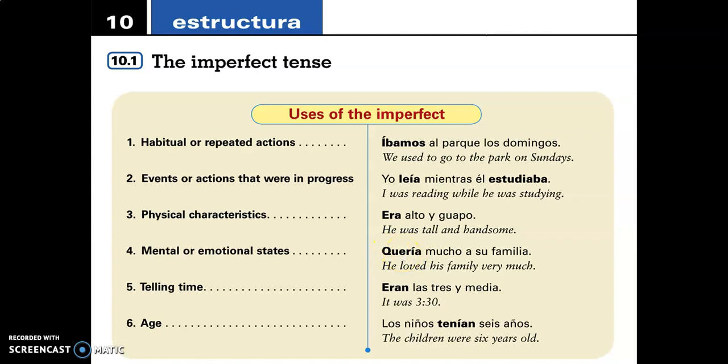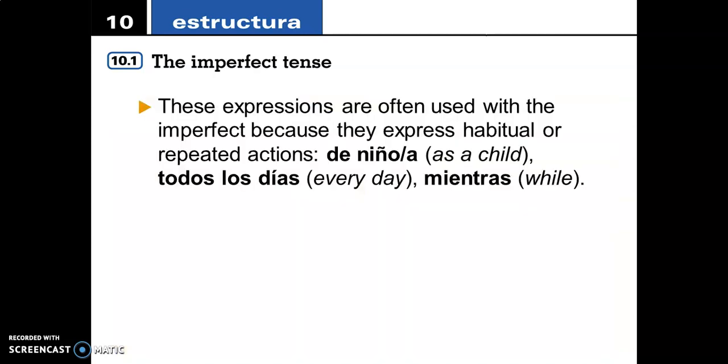Eran las 3:30, telling the time. La hora en el pasado. Eran las 3:30. It's a form of ser. Instead of son las 3:30, we're saying it was 3:30. Eran. And then finally telling the age. Los niños tenían 6 años. The children were 6 years old, or they had 6 years, right? Tenían. We use el imperfecto.